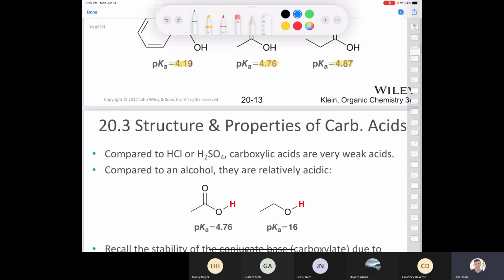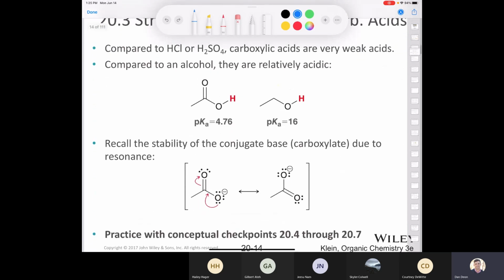Now, why is that? Well, if you compare hydrochloric acid or sulfuric acid or hydrobromic acid to a carboxylic acid, you would consider a carboxylic acid a very weak acid. But again, acidity is relative, right? What if you compare a carboxylic acid like acetic acid to an alcohol like ethanol? Well, in that case, you can see the difference in the relative acidity is 10 to the power of 11. So I'm not quite sure what that would be, like 100 billion, I guess. Anyhow, the idea is that a carboxylic acid is much more acidic than an alcohol. So again, it's all relative.